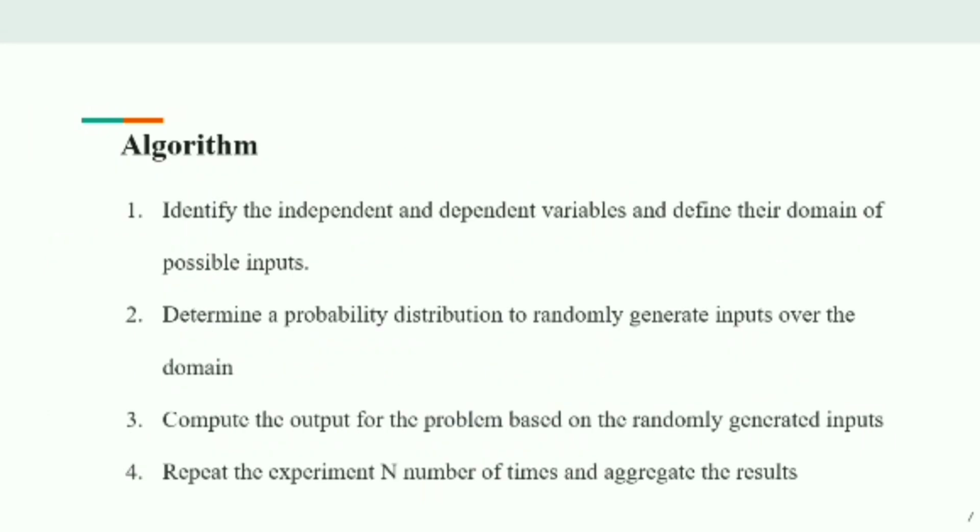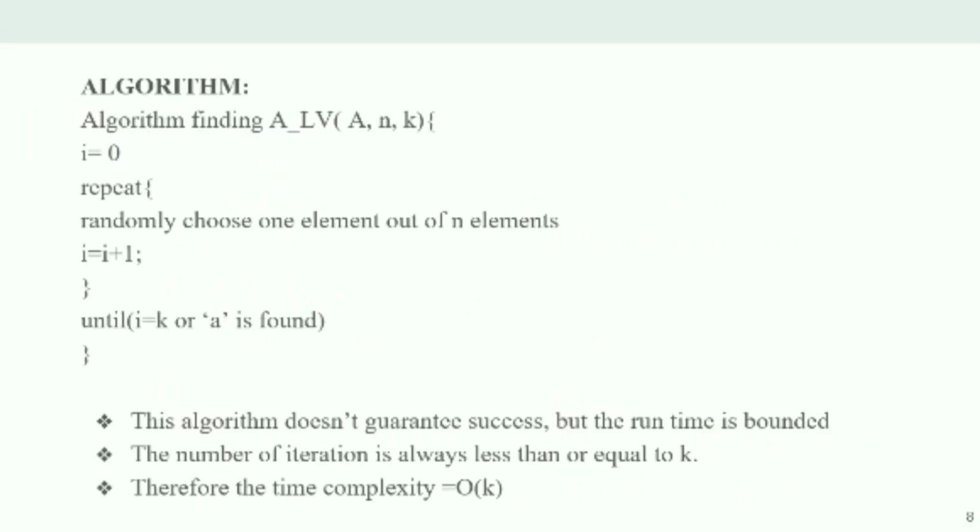Algorithm for Monte Carlo method: identify the dependent and independent variable and define their domain of possible inputs, determine a probability distribution to randomly generate input over the domain, compute the output for the problem based on the randomly generated input, repeat the experiment n number of times and aggregate the results. We can say in detail.